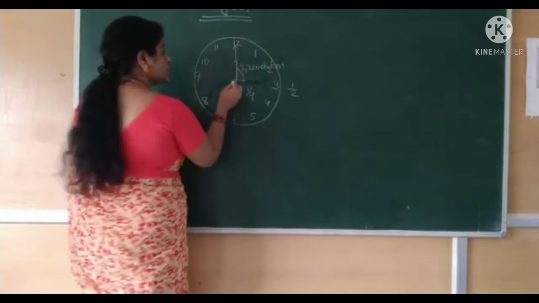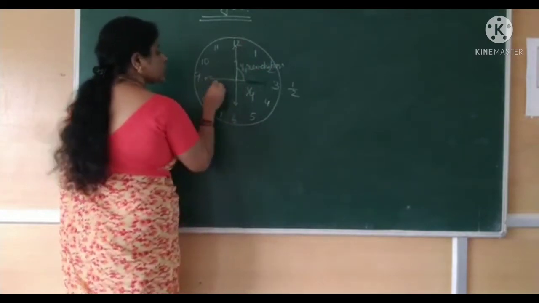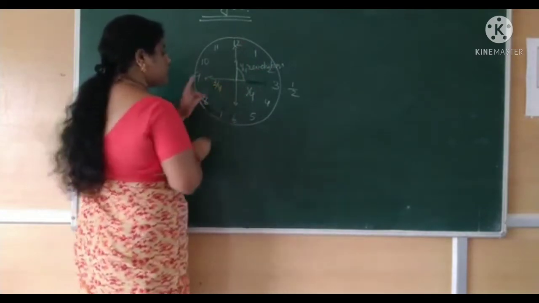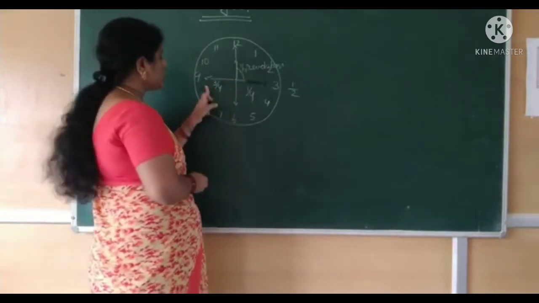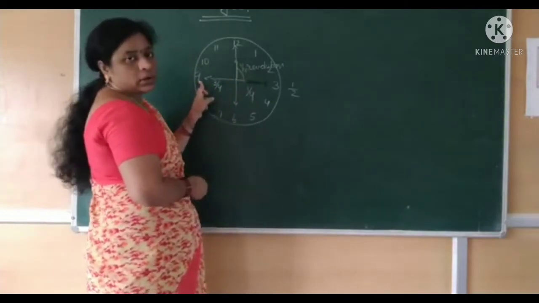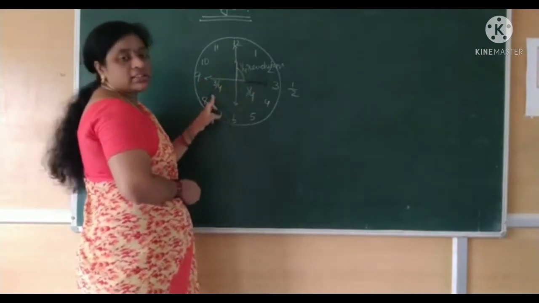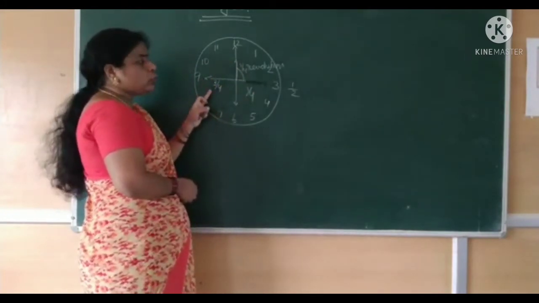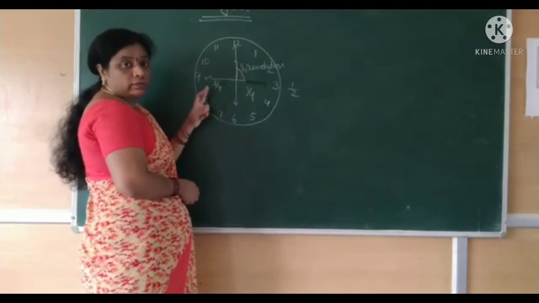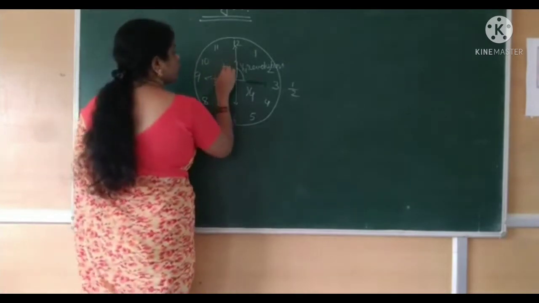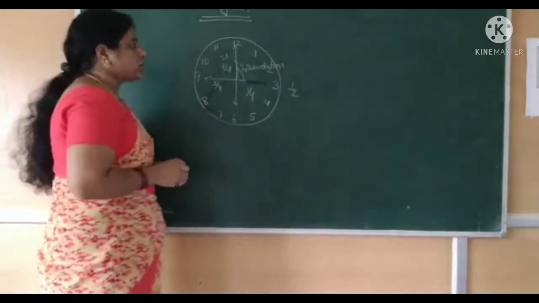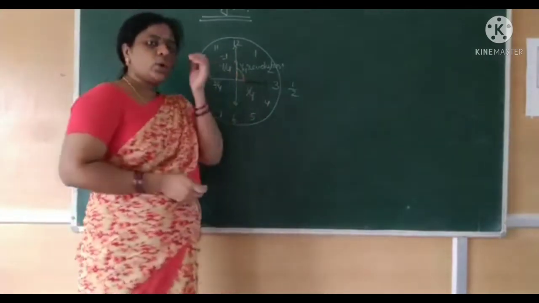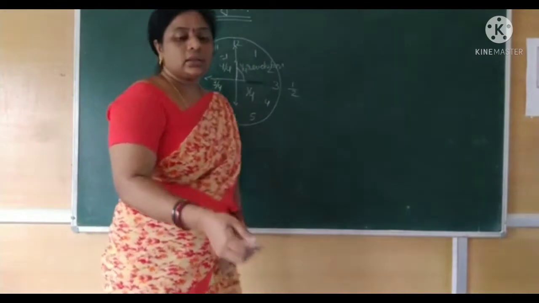Suppose 3/4: 1/4 plus 1/4 plus 1/4. We get 3/4. So at 9 o'clock, the revolution is 3/4 of the revolution. And here 4/4 means it's a complete revolution.